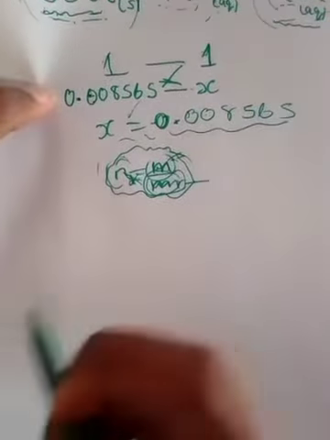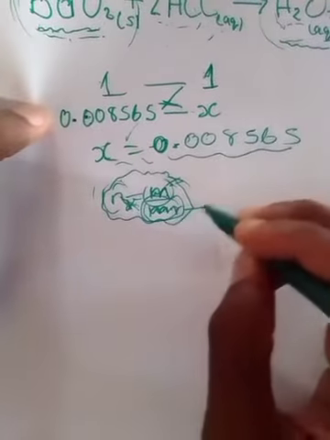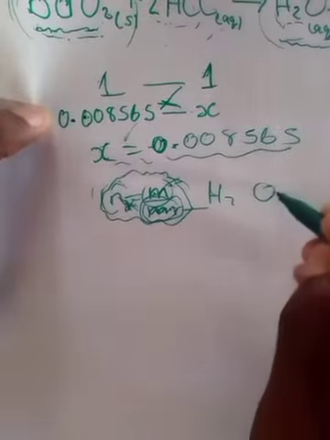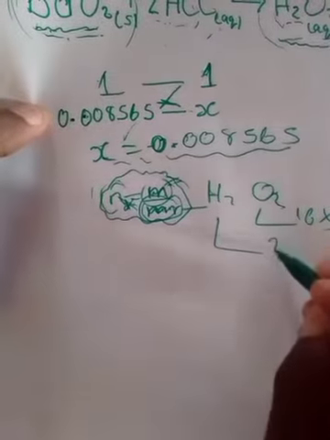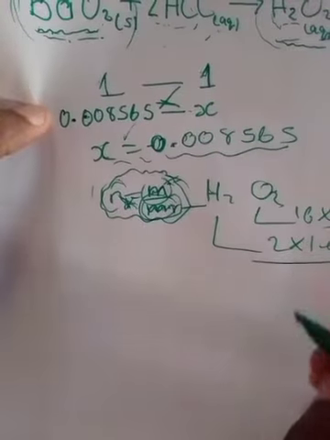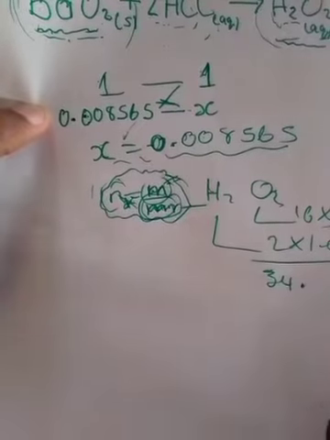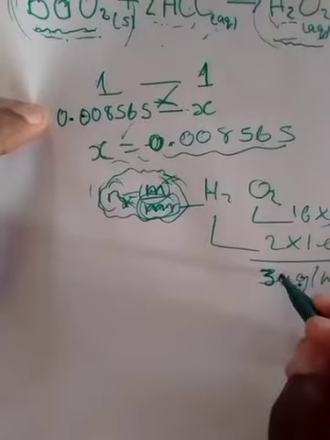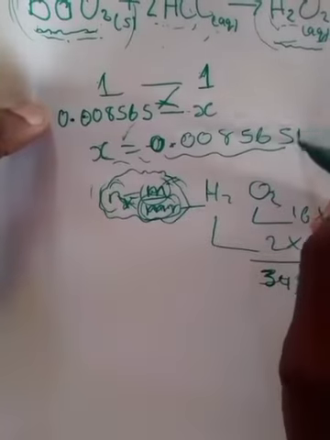Now we need to find the molar mass, and you know what to do. Oxygen, that is 16 times 2, hydrogen, that is 2 times 1.01, and when you add these you get 34 grams per mole. So the molar mass is 34 grams per mole. Right now you have the molar mass and the number of moles, which you have just found.